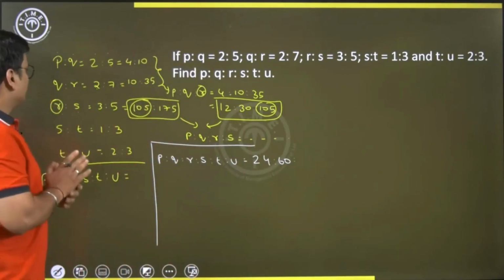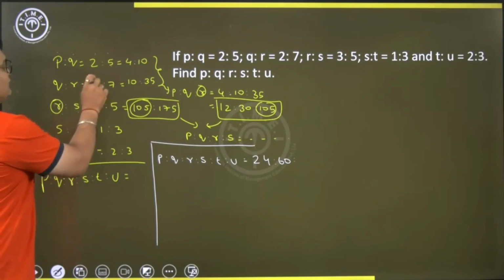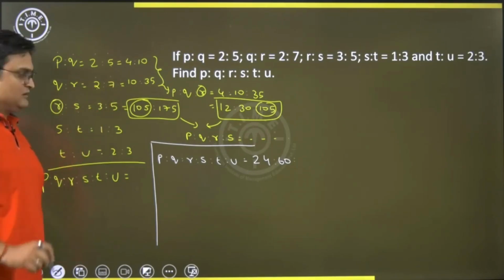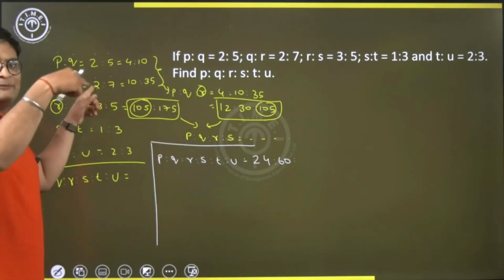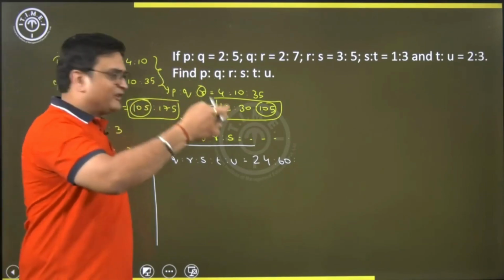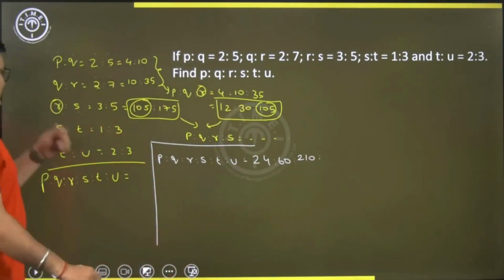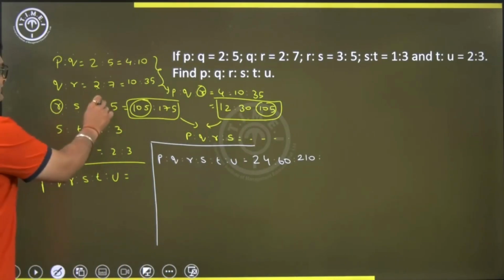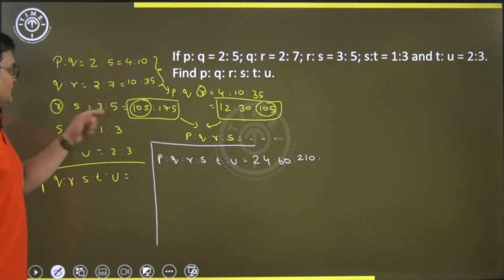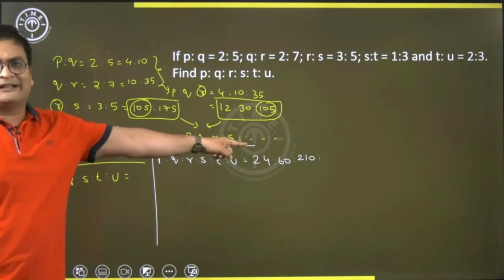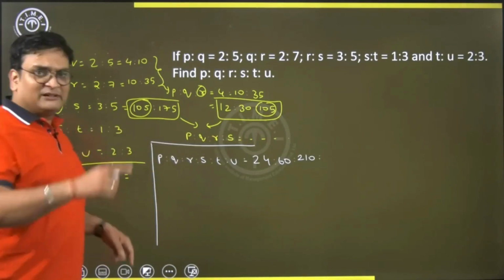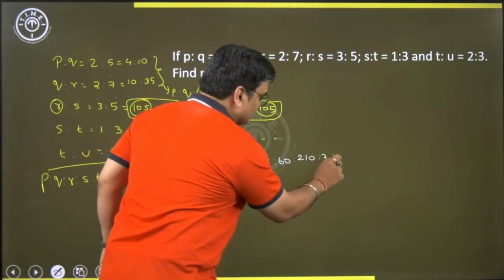Now once I get Q as 60, come to the second ratio. If Q is 2, R should be 7. Here Q is 60, 30 times of this. So R will be 30 times of 7, 210. I write that. Come to this. If R is 3, S will be 5. Now 3 is becoming 210, 70 times. So 5 will become 70 times, it will become 350.